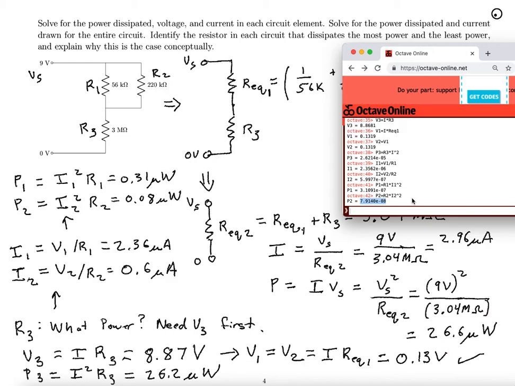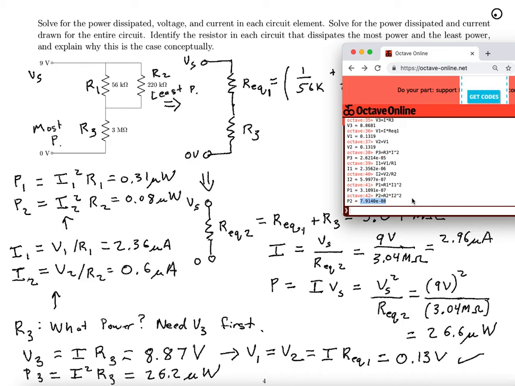And so the least power is R2, and R3 has the most power. R1 lies somewhere in between.